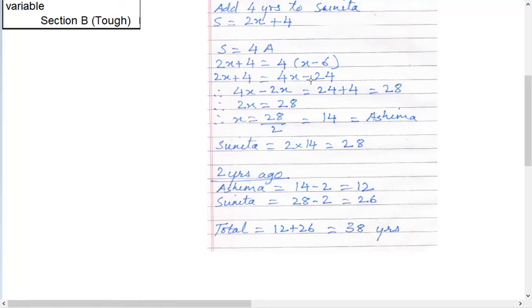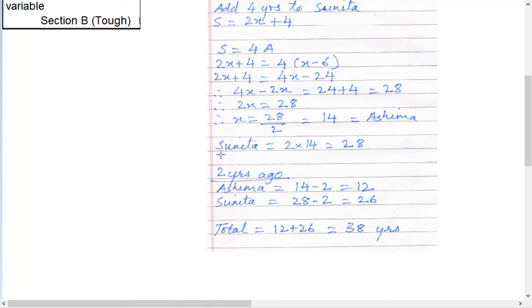2x plus 4 equals 4x minus 24. So take x on one side. So take 2x over here and 24 over here. So 4x minus 2x equals 24 plus 4, that is 28. So 2x equals 28, x equals 28 by 2, 14.